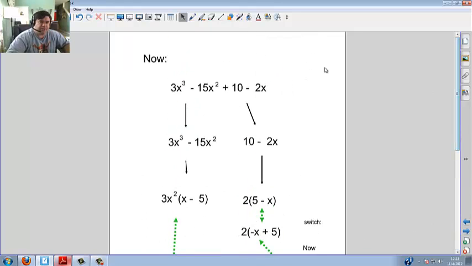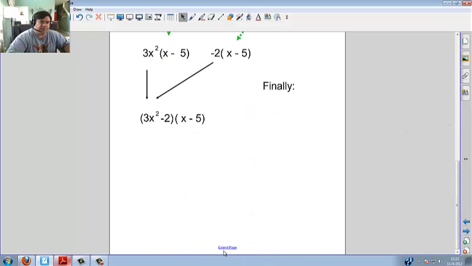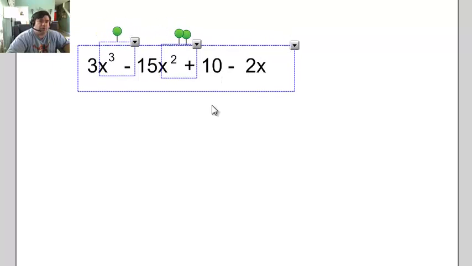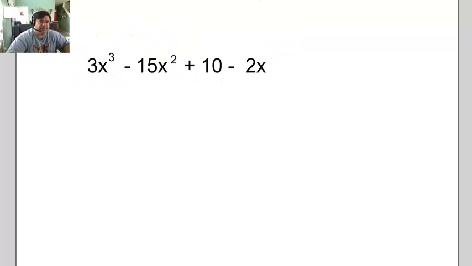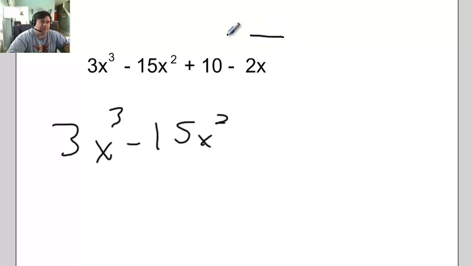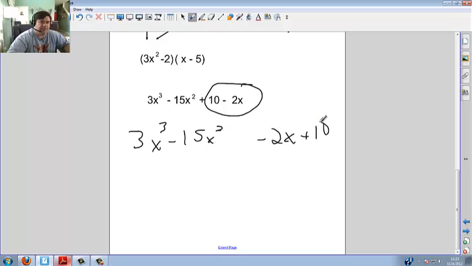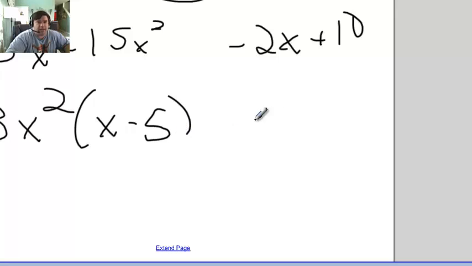Now, I want to take another step with that. Let me copy this again, because I think there's a simpler way for me to do this for you, although that's perfectly fine. Notice when I start with this, let me take 3x cubed here, and I'll take negative 15x squared here. That's no problem. But let me take these two, and over here I'm going to put negative 2x first and positive 10. Notice I just flipped them around. So while I do this, I'm going to take out my 3x squared, and that leaves me my x minus 5.